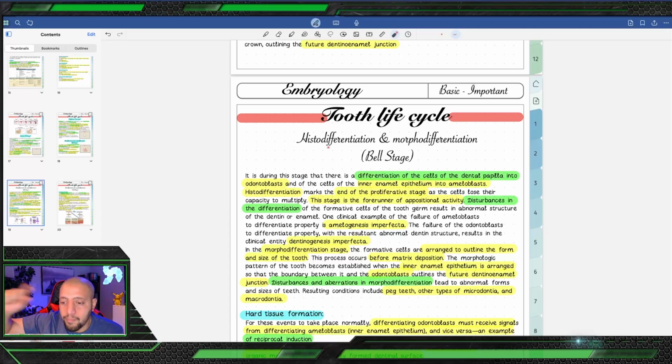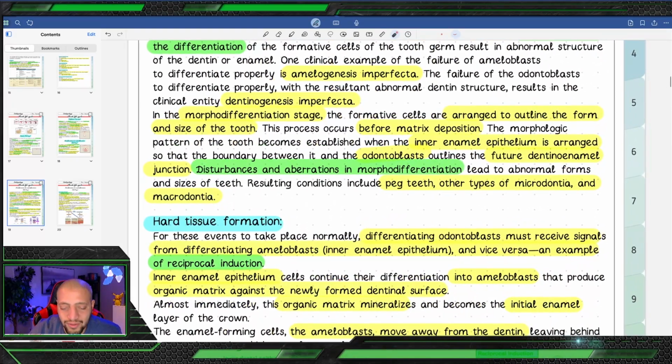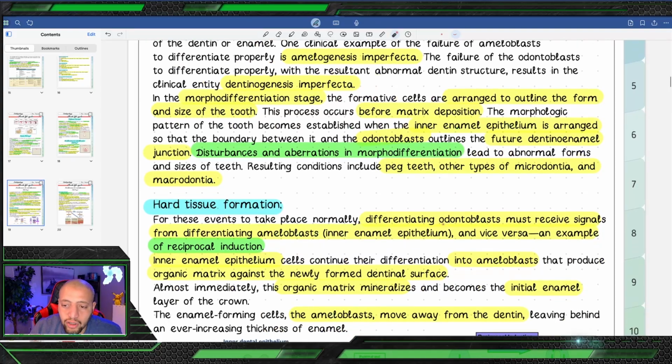Morphodifferentiation will lead to big shape lateral microdontia and macrodontia. Okay. And then the story goes more and more. For this event to take place normally, differentiating odontoblast must receive signal from differentiating ameloblast. And there is a simple logic about it. Ameloblast is going to give enamel.